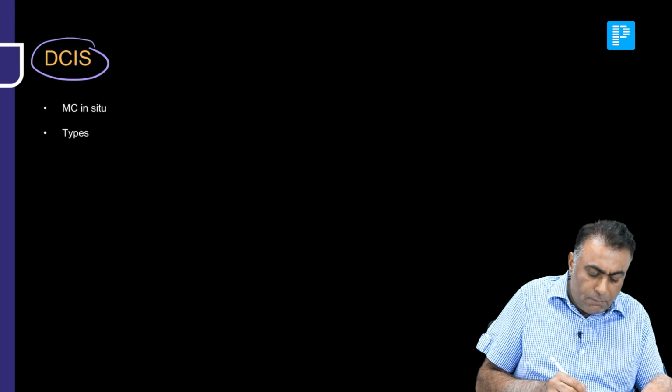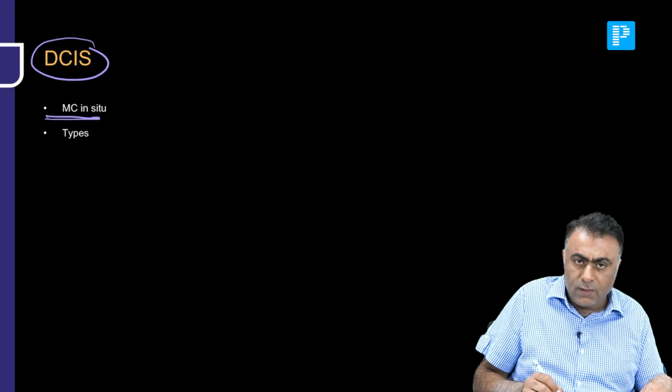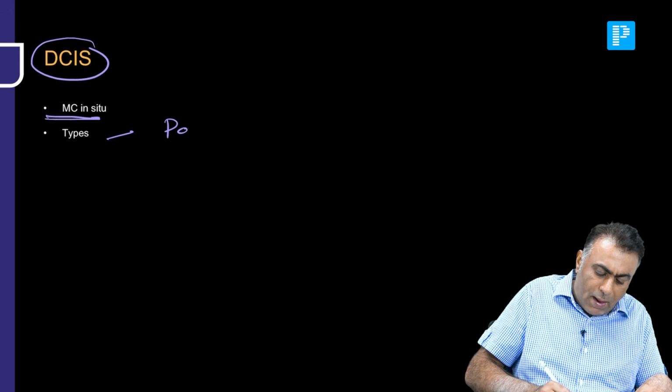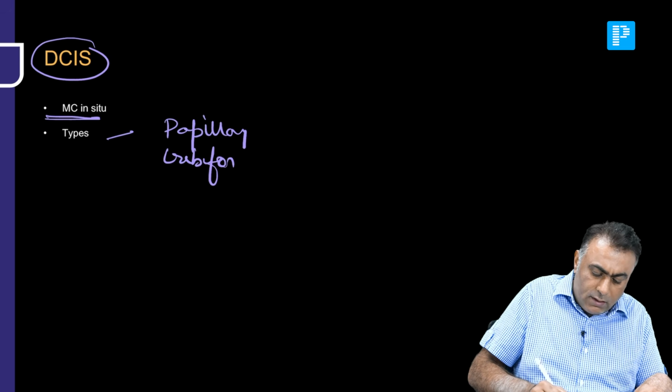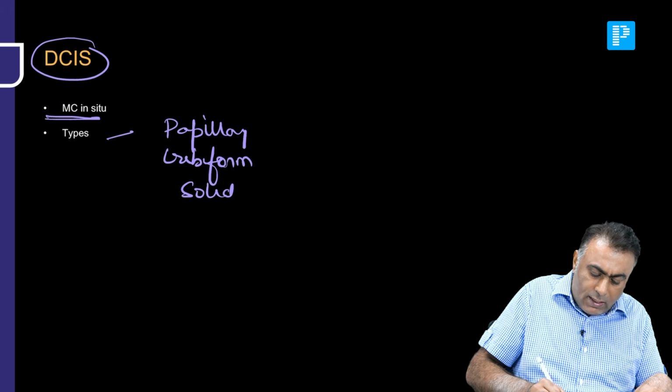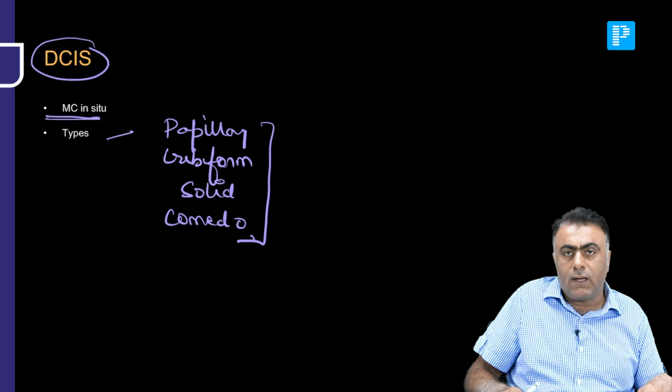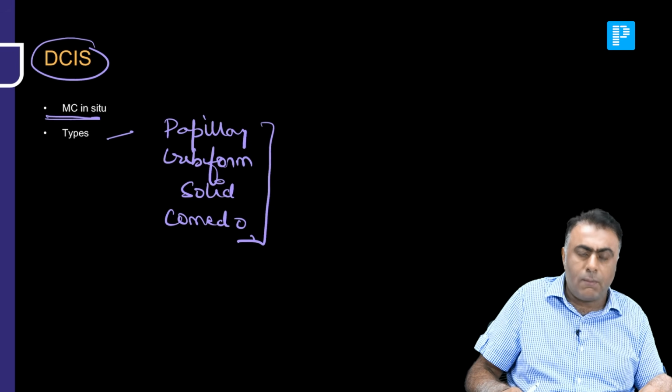Ductal carcinoma in situ is the most common in situ carcinoma of the breast. What are the different types of ductal carcinoma in situ? It can be of a papillary type, a cribriform type, a solid type, or a comedo type. So, these are the 4 types of ductal carcinoma in situ: papillary, cribriform, solid and comedo.